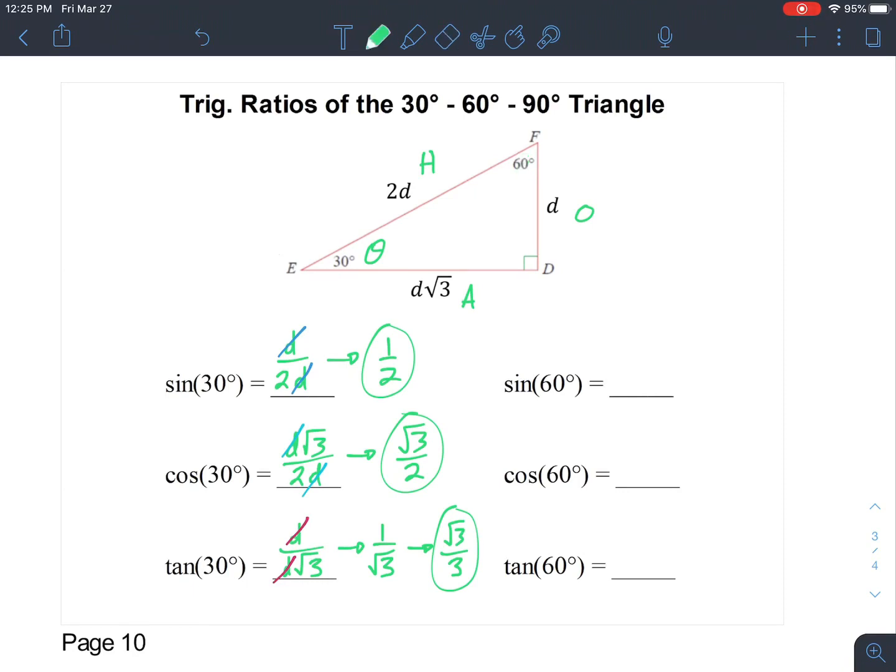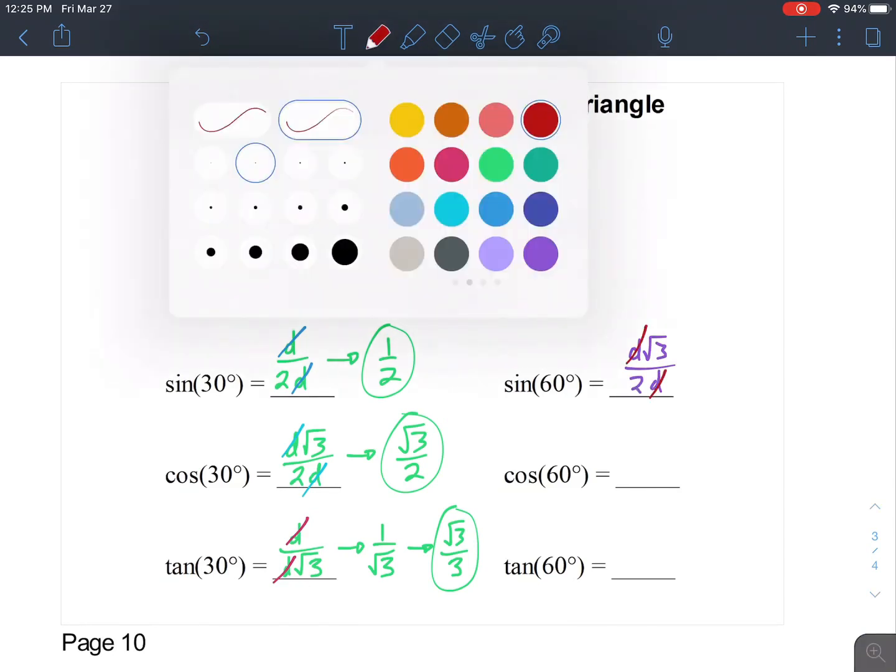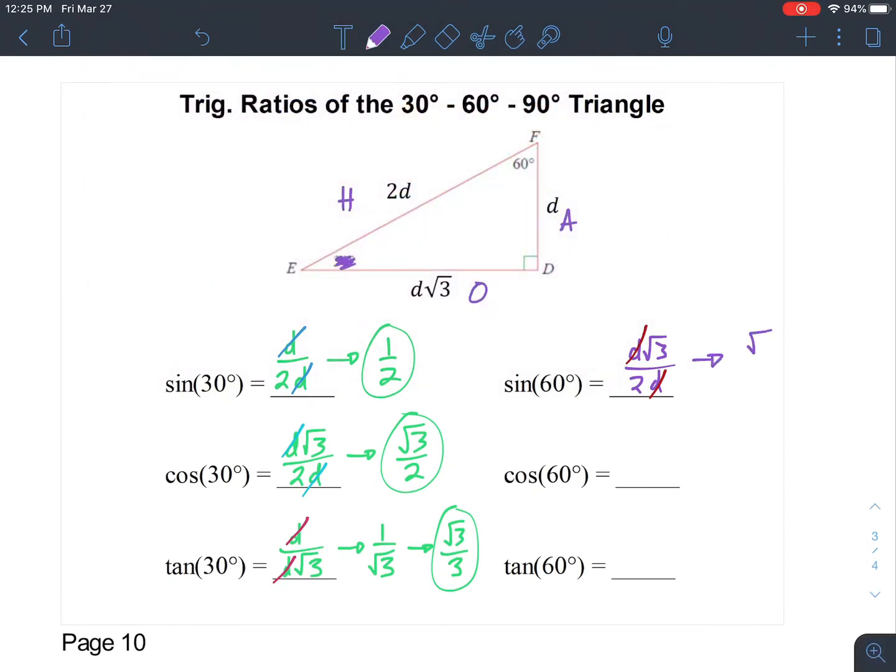Now we're going to do the same thing for the 60-degree angle. So we're going to erase our labels, and we have to relabel this triangle now. 30 degrees is gone. Actually, what I'll do is I'll change colors as well. So 30 degrees is now gone. And then the hypotenuse is still 2d, but this time the opposite is d root 3, and d is going to be the adjacent side. So for sine of 60 degrees, we are going to have d root 3 over 2d. D's cancel. And this one is going to be root 3 over 2.